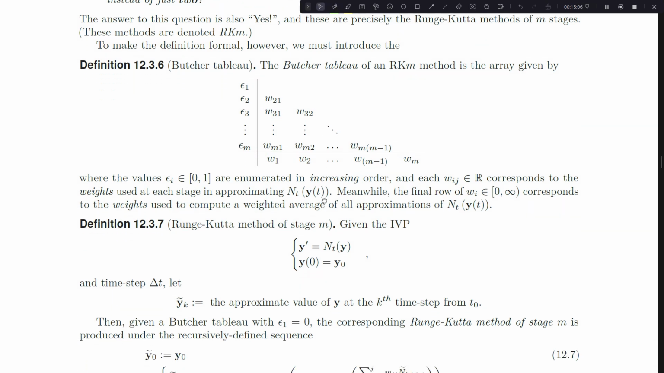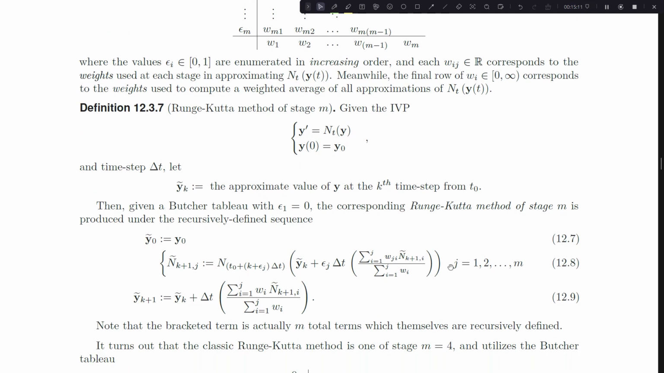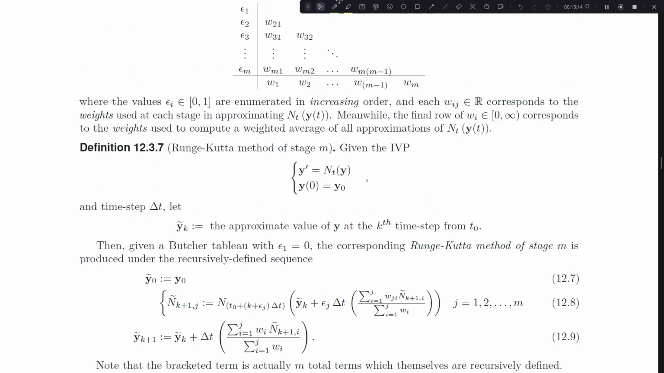Let's actually talk about the Runge-Kutta method. So it's going to look a little bit ugly, but we're going to parse it and then it's not going to be too bad. I'm going to keep the Butcher tableau up there. So let's parse it and we'll be able to see that this isn't too bad. So we're starting with the same IVPs like we always would, and we're still giving ourselves the label that y tilde sub k is the approximate value of y at the kth time step from where we started.